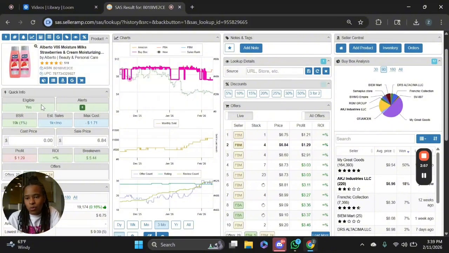Here we do have eligible. When it says yes, that means you're able to actually sell this brand, sell this product. If it says no, that means you just need to get ungated.